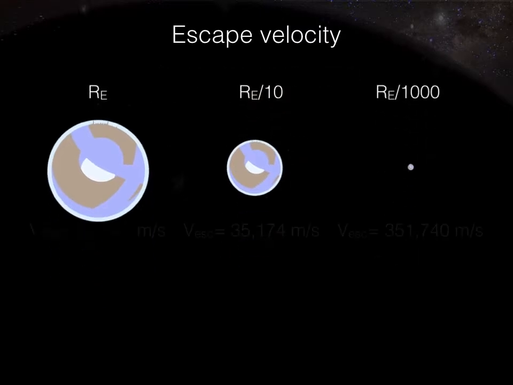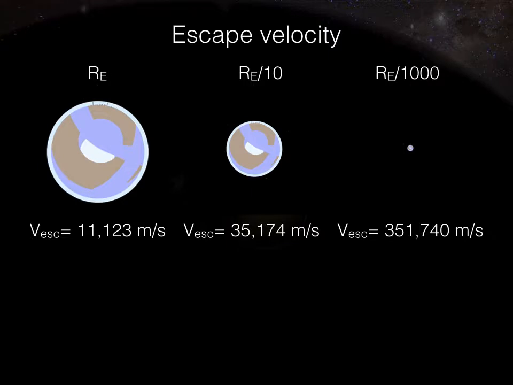Now, for the first one, that would be, of course, the one we just saw. So it's 11,123. For the second one, because the mass is denser, then this would be 35,174 meters per second. And then of course the last one is very, very dense, and of course the force associated to that is very strong, and therefore the escape velocity there is 351,740, and it turns out that this is a big number, okay?